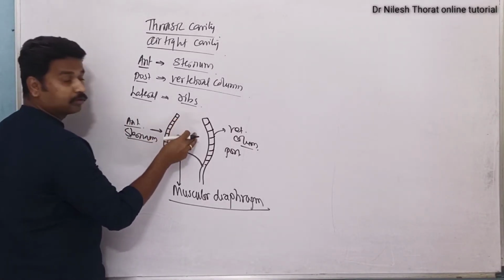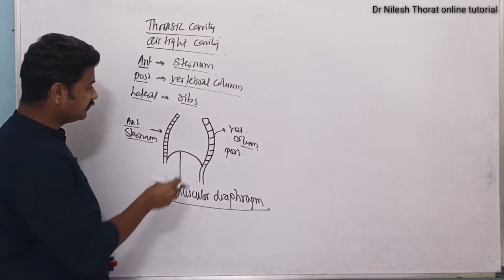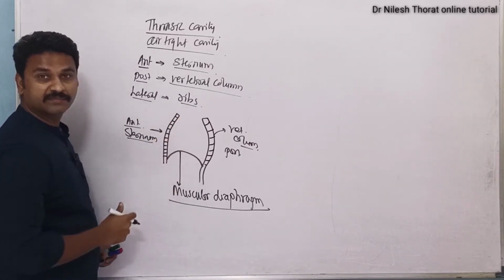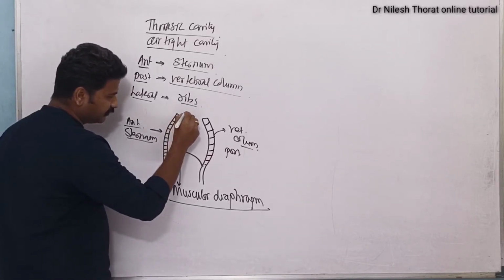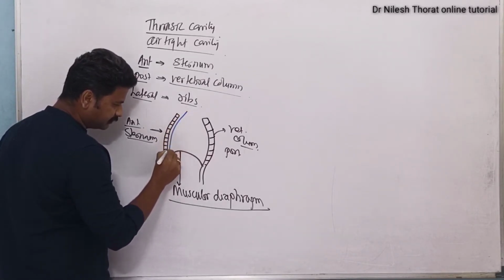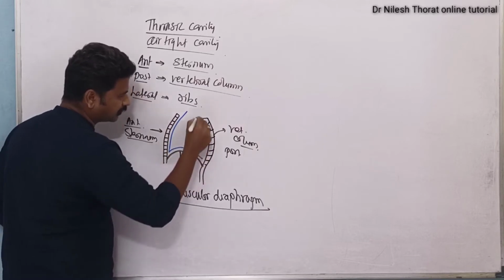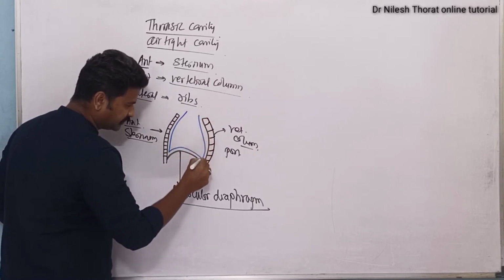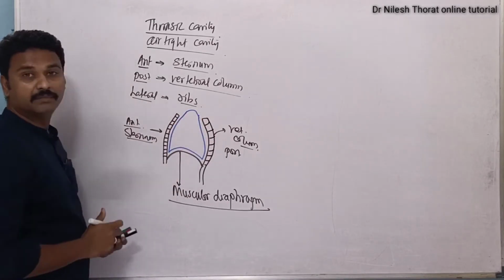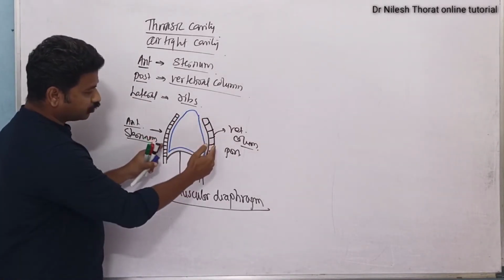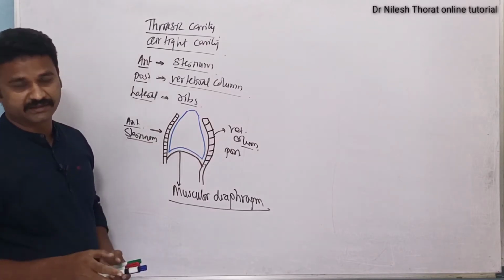Now the volume occupied by the lungs in the thoracic cavity is called pulmonary cavity. So whatever volume of the thoracic cavity is occupied by the lungs is called pulmonary cavity. So this volume is a pulmonary cavity, and the total volume is called thoracic cavity.